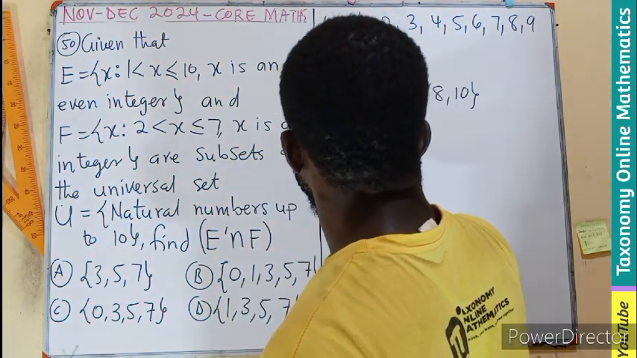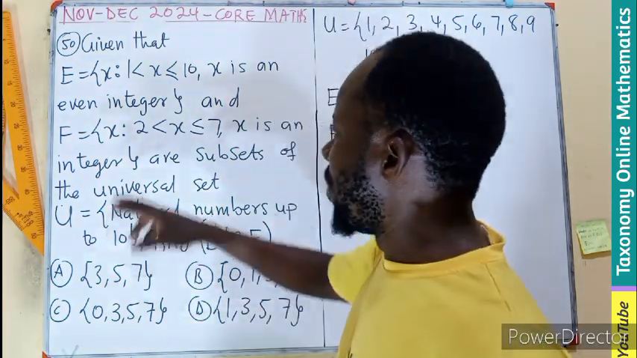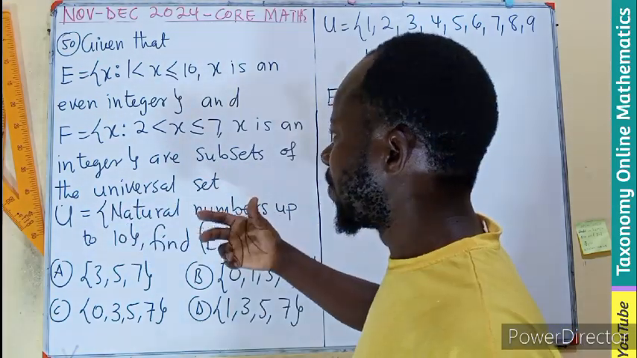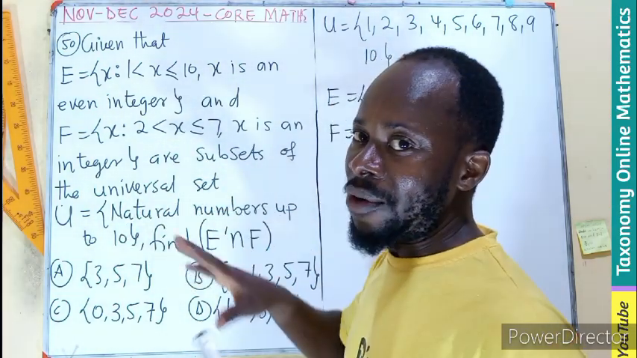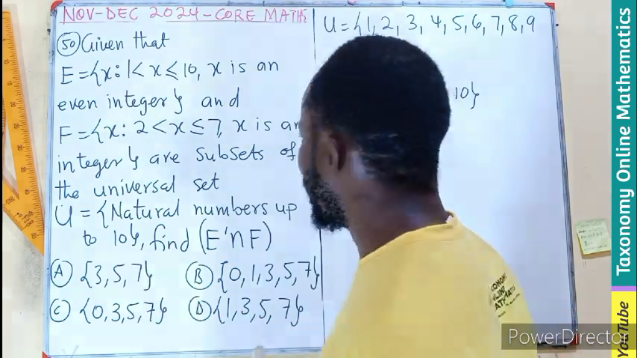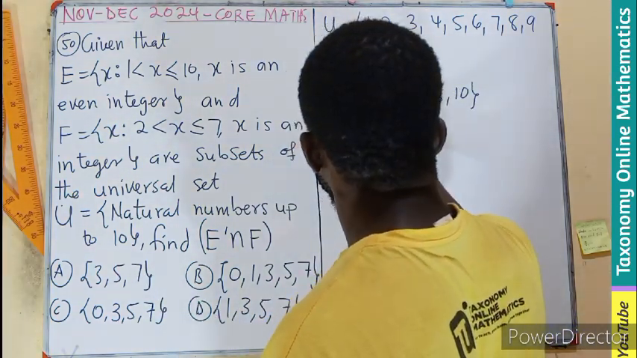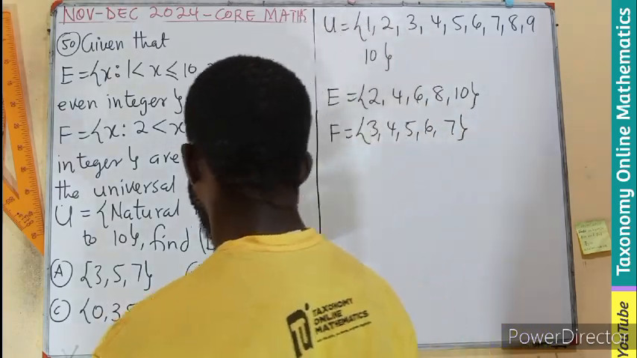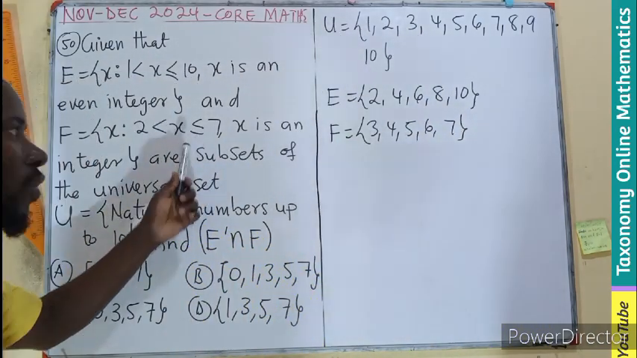Then the F will also be 2 being less than x, meaning x is more than 2. So we begin from 3. And there is no criteria or restriction on the numbers. They just say integers. So all integers can be included. So 3, 4, 5, 6, and 7, because 7 is also inclusive.